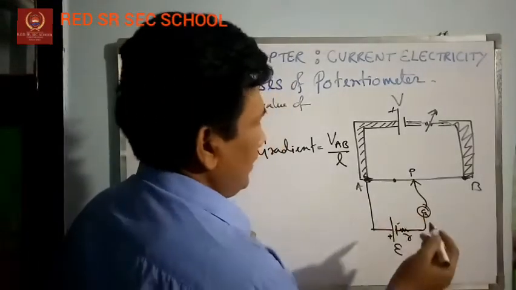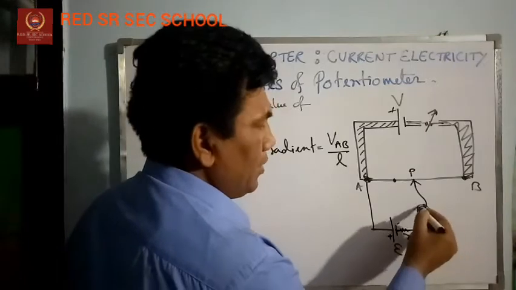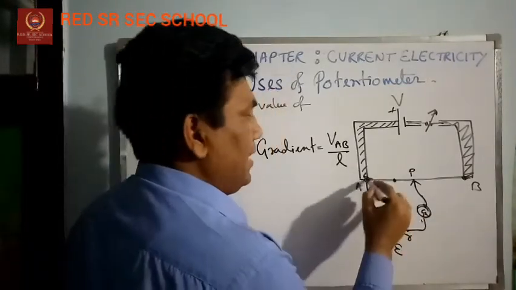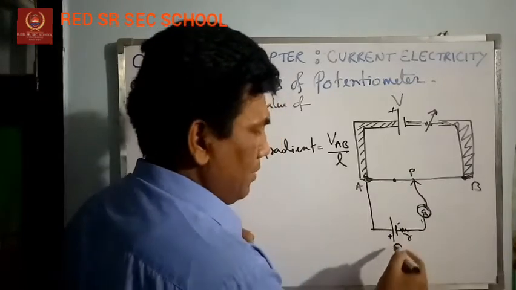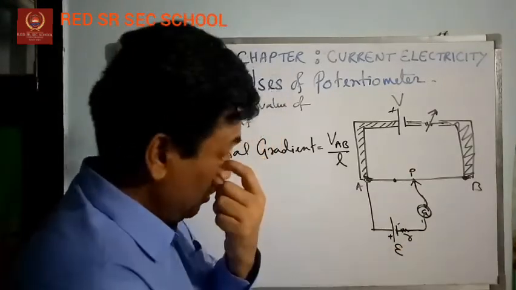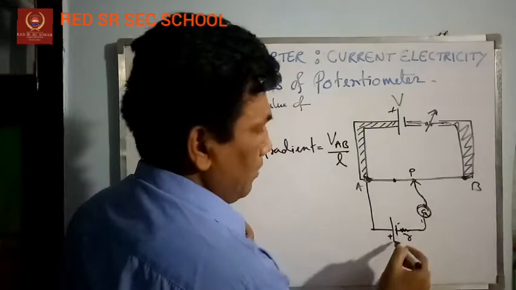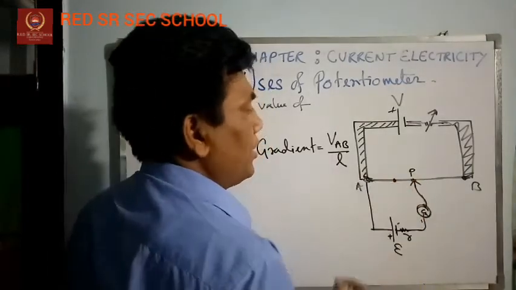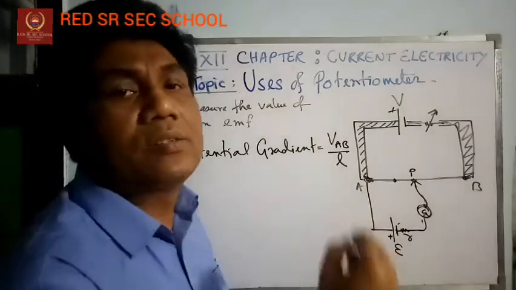Say at any moment the galvanometer is showing deflection, it means current is flowing there. It means V_AP is not equal to the EMF of the cell. Either this is greater or the potential difference between these two points is greater. That is why current is flowing.